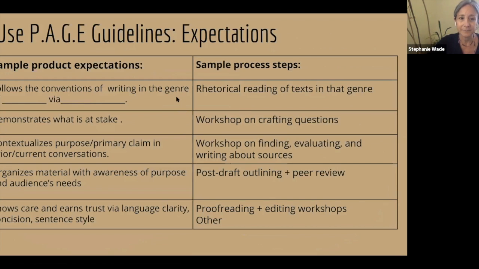Some of our expectations have to do with conventions. Some of them have to do with demonstrating what is at stake, engaging in a conversation in relationship to the primary literature. And this is all in the column on the left. And then what I'm proposing in the column on the right are some of the process steps that we can take to break this down for our students. And this goes back to that point I was making earlier about slow observation over time.